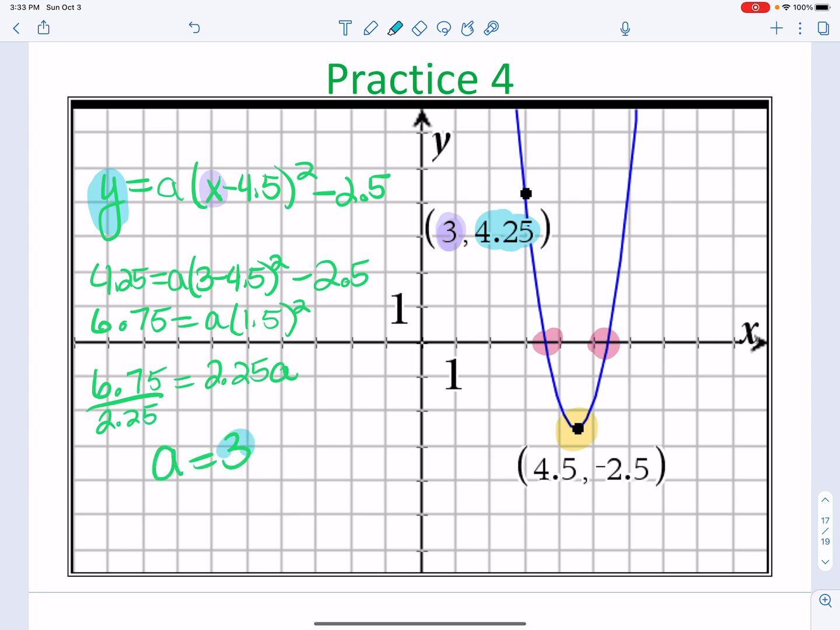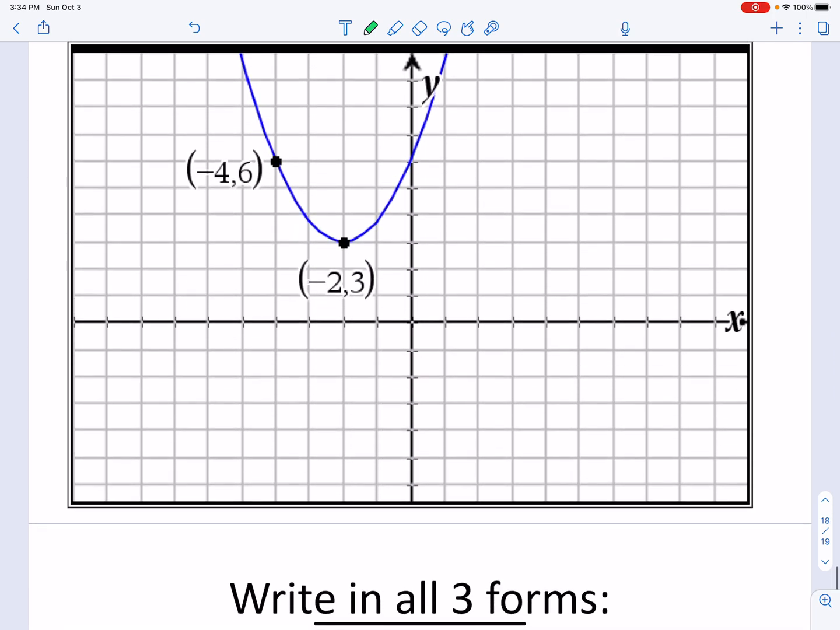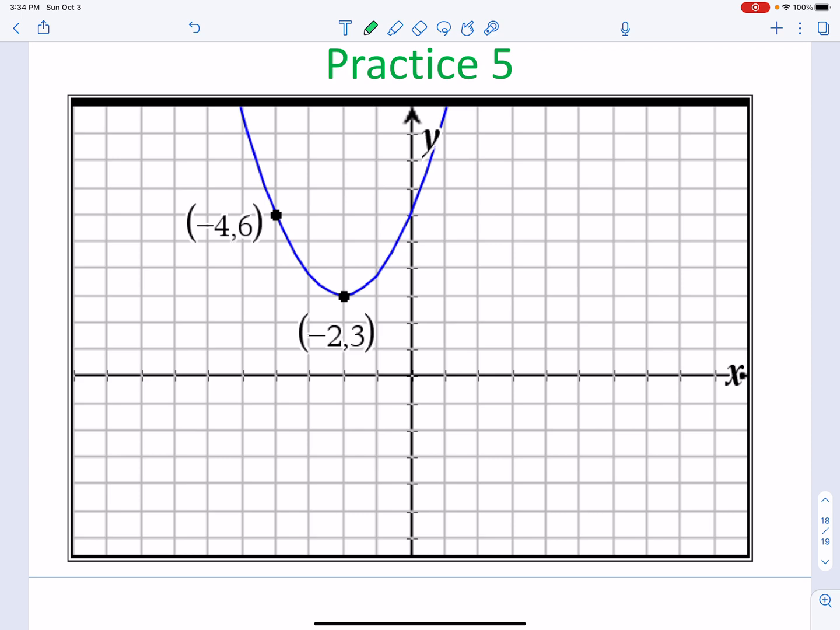So that means that this value of 3 is going to go up here, and I'm going to put a 3 there. And so that's my a value. So you're given a point so you can find the a value, and it just says find an equation of the graph. So I don't care what form. Okay, so try this one. I'm going to pause it. You try it.